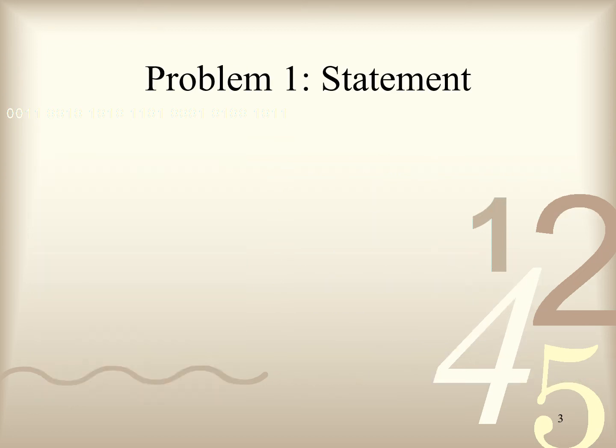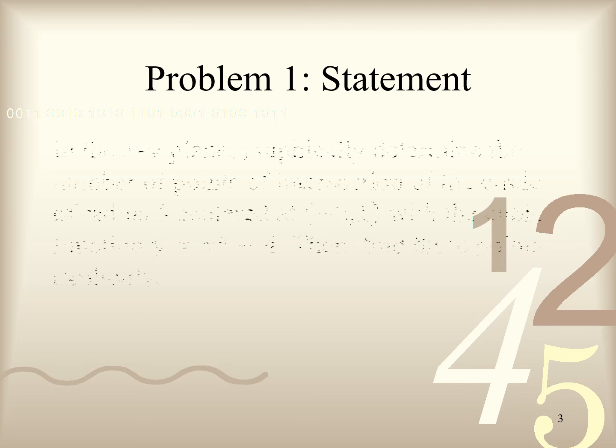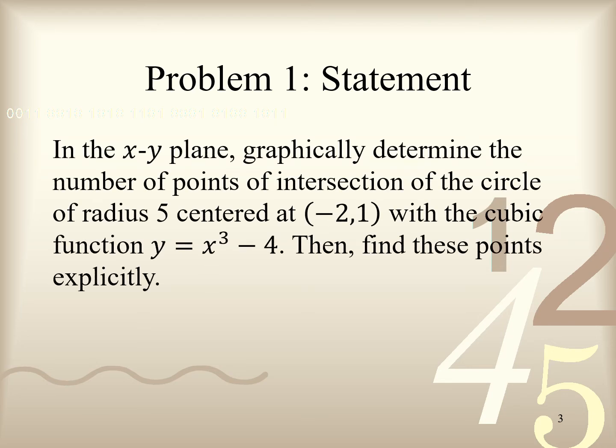Here's the statement of problem 1. In the xy plane, graphically determine the number of points of intersection of the circle of radius 5, centered at the point -2, 1, with the cubic function y equals x cubed, minus 4. Then, find these points explicitly.